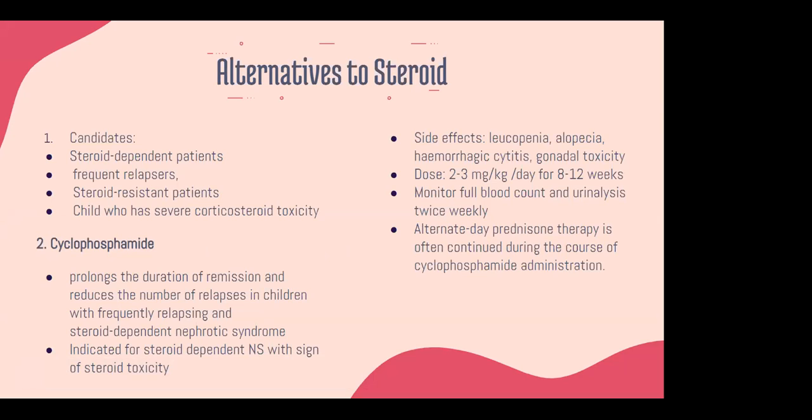Before beginning this treatment, the parent and the doctor must review it beforehand because the side effects might affect the future of the child, like leukopenia, alopecia, hemorrhagic cystitis, gonadal toxicity, and may lead to malignancy. And the dose is 2 to 3 milligram per kilogram per day for 8 to 12 weeks. We must monitor blood count and urinalysis twice weekly, especially white blood cell count.